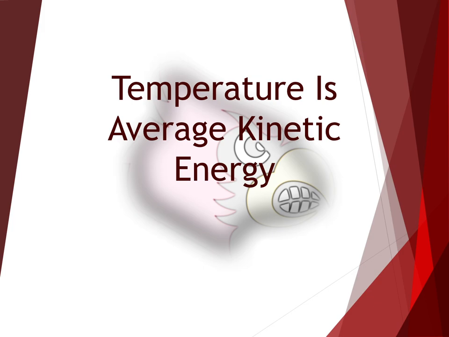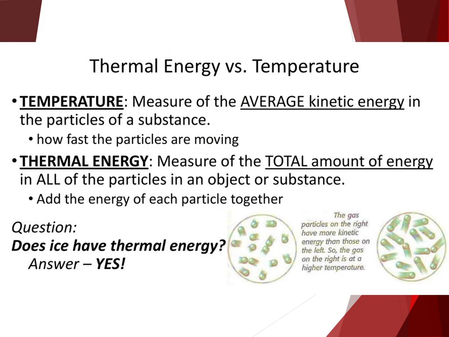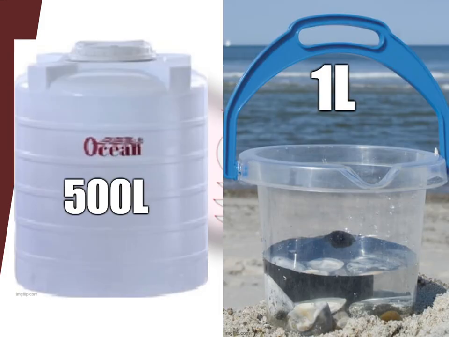Temperature is average kinetic energy. Recall the earlier lecture about the difference between temperature and thermal energy. The question of how two objects of different masses can have the same temperature but different amounts of thermal energy is a question of comparing an average to a total.